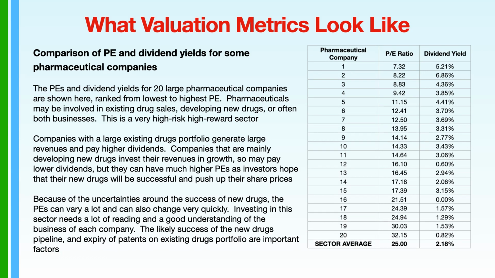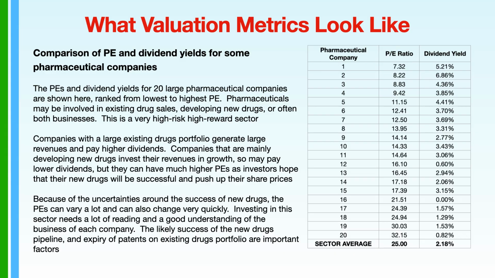Next, we look at the PEs and dividend yields for 20 large pharmaceutical companies, which are shown on the table. These are ranked from the lowest to highest PEs. Pharmaceuticals may be involved in existing drug sales, developing new drugs, or often both businesses. This is a very high risk, high reward sector. Companies with large existing drugs portfolios generate large revenues and pay high dividends.